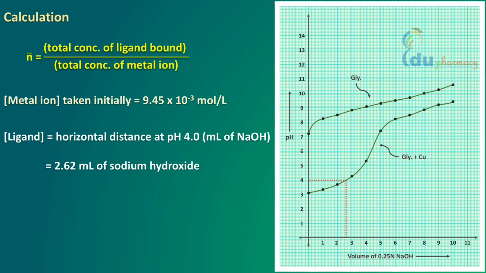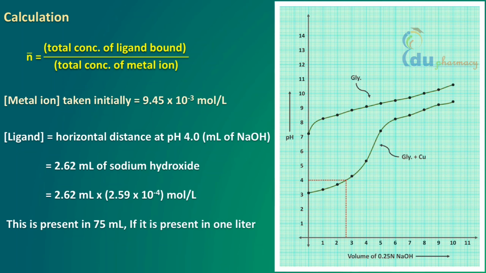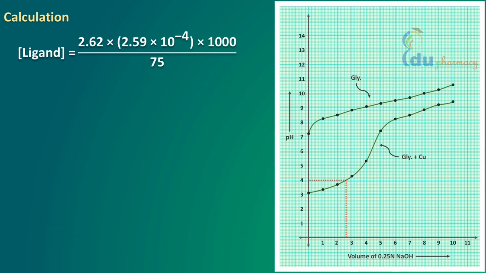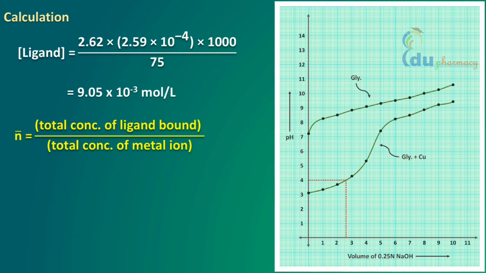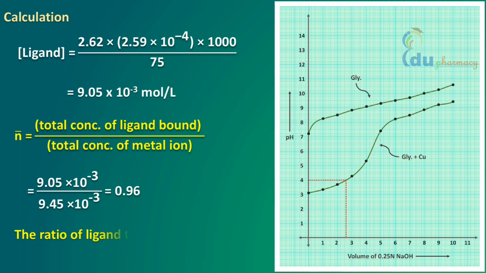So the concentration is 2.62 milliliters multiplied by 2.59 × 10^-4 moles per liter. This is present in 75 milliliters. If we calculate for 1 liter, it will be 9.05 × 10^-3 mole per liter. Now substitute the values in the equation and we will have the answer of 0.96. It means that the ratio of ligand to metal is 1:1.